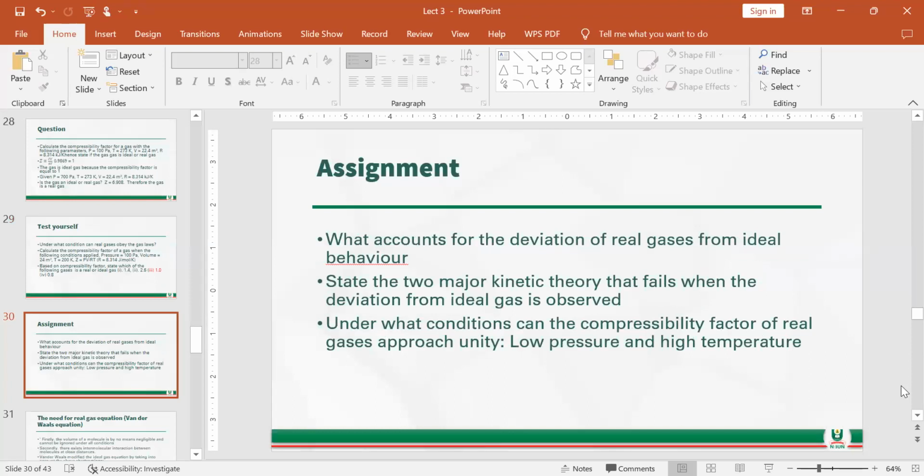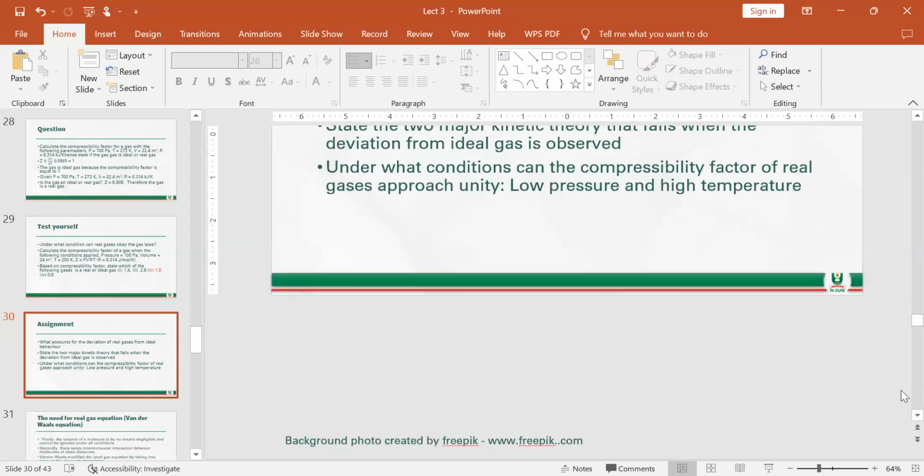So you can see that assignment: what accounts for the deviation of real gas from ideal behavior? State the two major kinetic theory assumptions that fail when deviation from ideal gas behavior is observed. And what is it? One, the volume of a gas is not negligible. And two, there's attraction between gas molecules. Under what condition can the compressibility factor of a real gas approach unity? That will be low pressure and high temperature. So that is what you can see there.